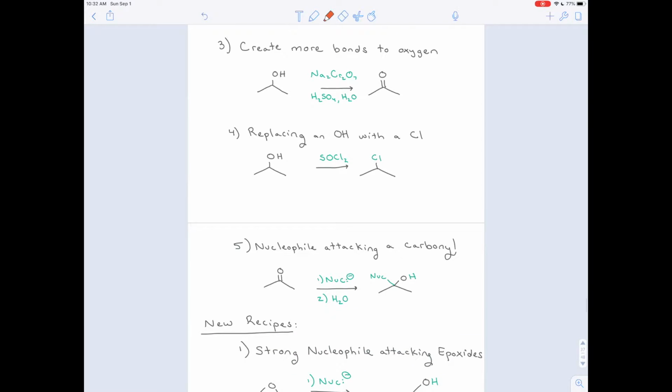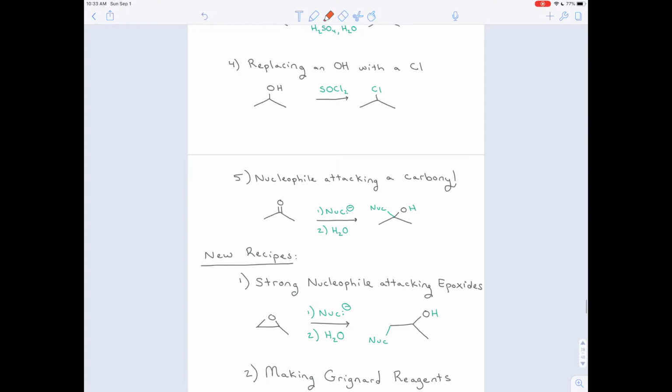If you want to create more bonds to oxygen, make sure you have an alcohol, and you're going to add Na2Cr2O7, H2SO4, and H2O. If you want to replace an OH with a Cl, then you make sure you have an alcohol to begin with, and then just add SOCl2.